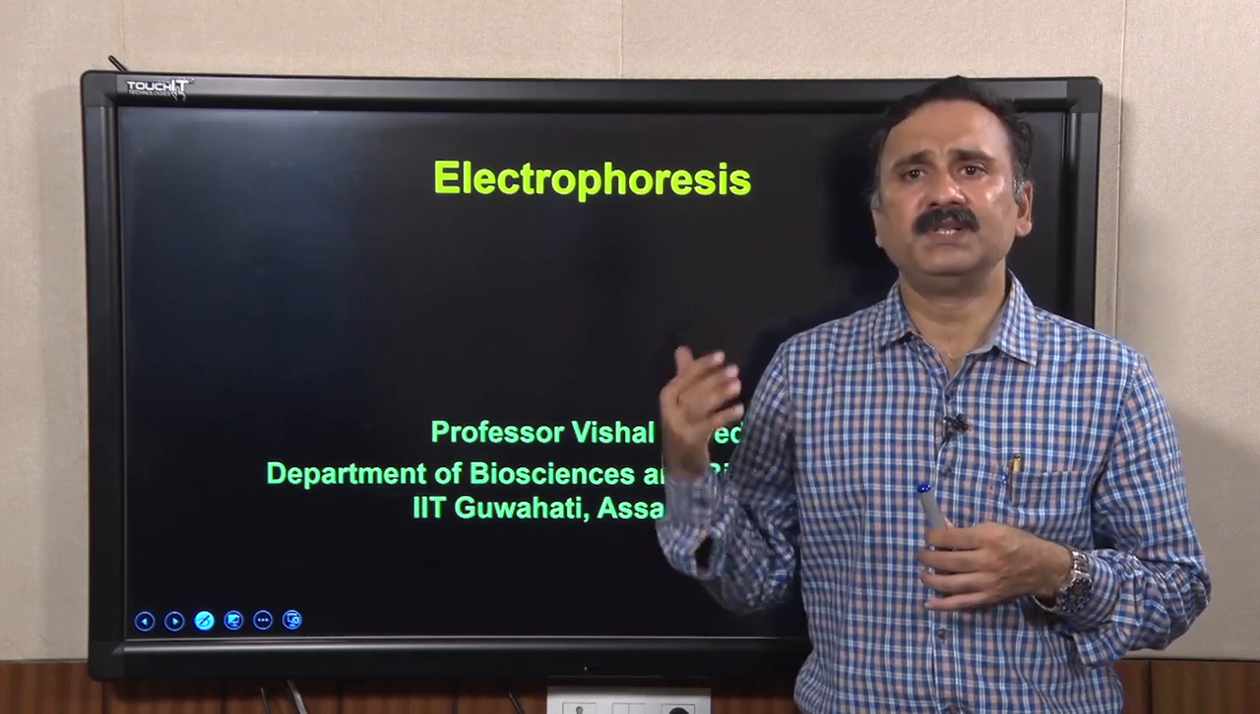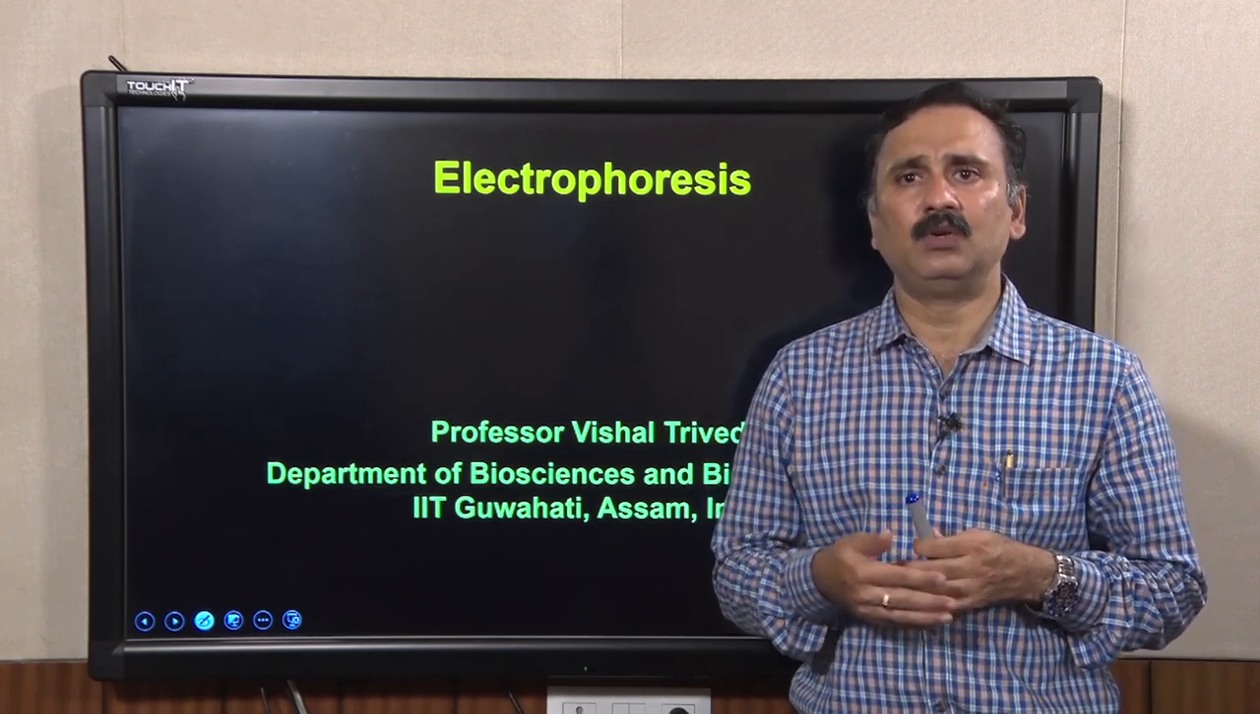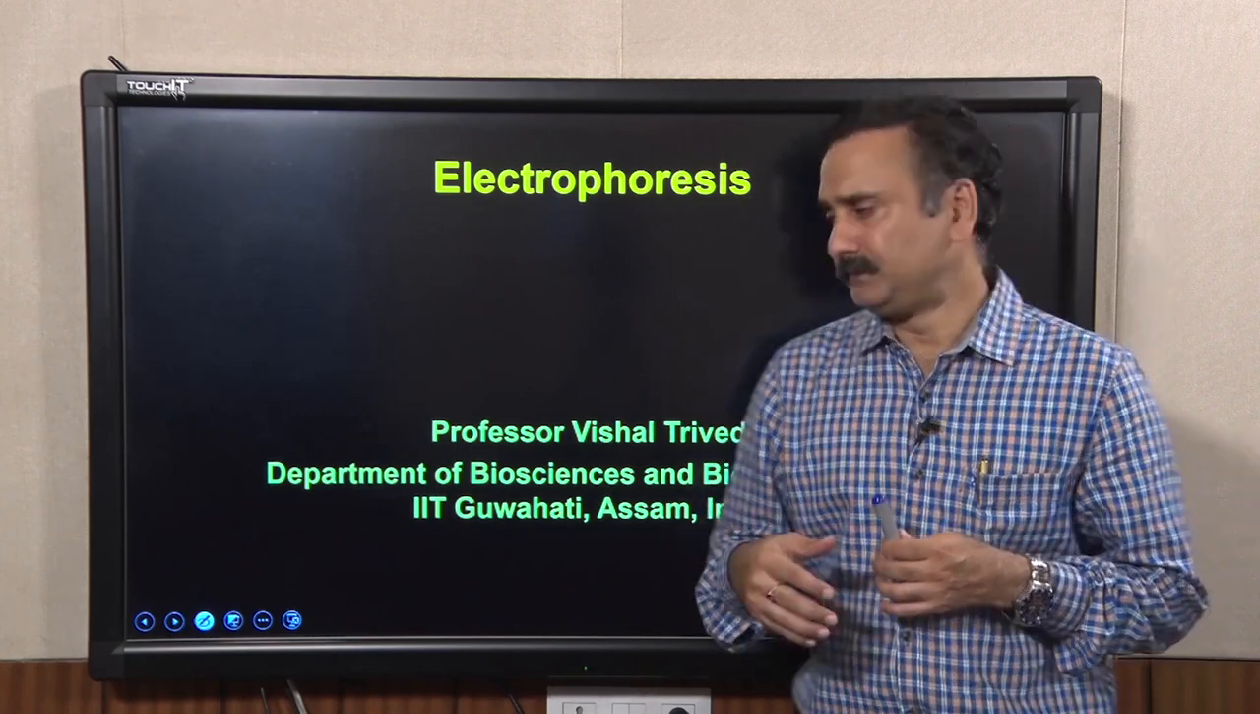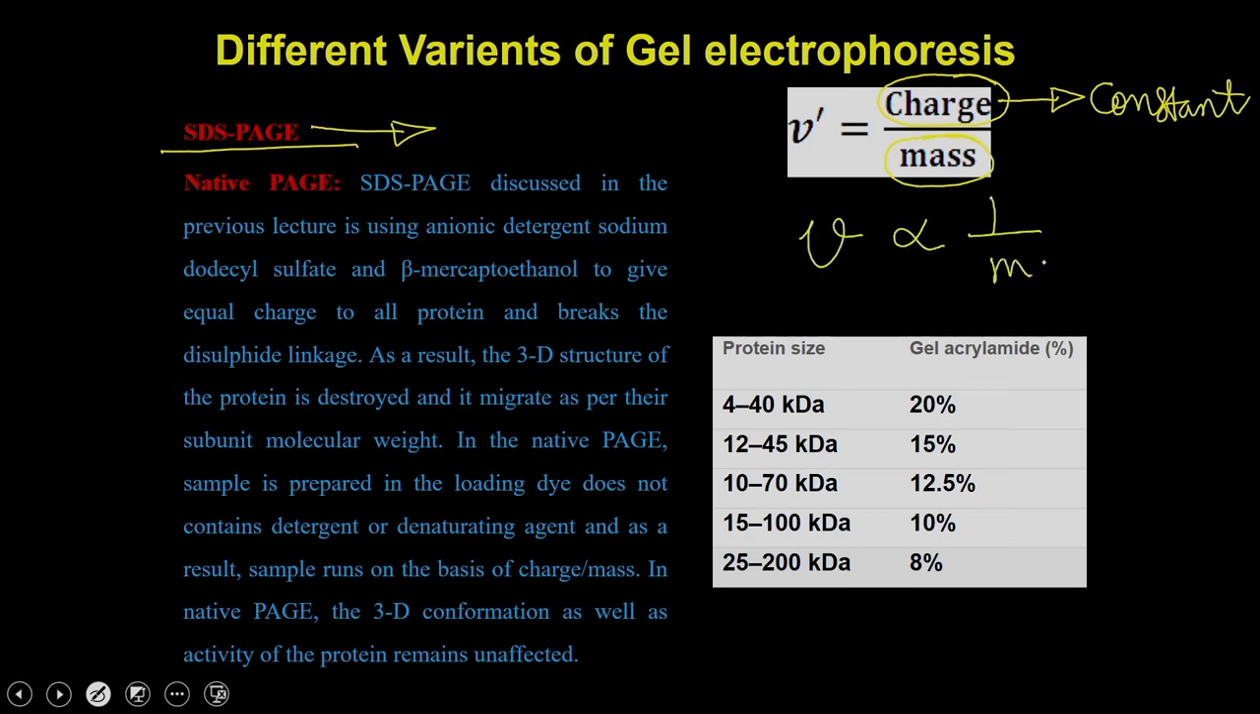So let's move on to discuss the different variants of gel electrophoresis which are available. There is SDS PAGE, which is actually a denaturing PAGE. As you know, the electrophoretic mobility is governed by the charge by mass ratio. So if I keep the charge constant, then the electrophoretic mobility is going to be inversely proportional to the mass, and that is the condition for SDS PAGE.